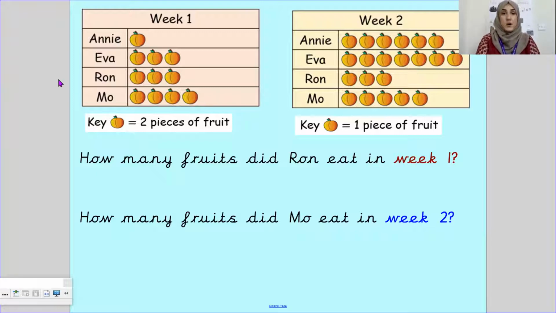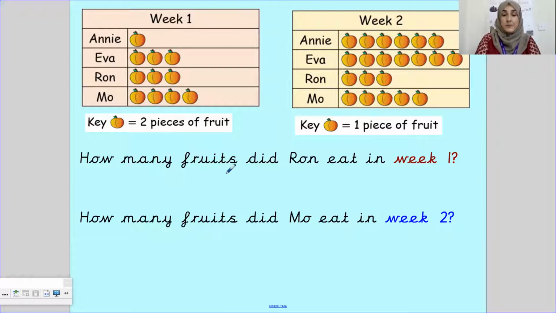Right, so we have week 1, and here are some children who have collected some fruit, and we have week 2, and here are some children that have collected some fruit. The key for week 1 says 1 fruit represents 2 pieces of fruit, and for week 2, 1 fruit represents 1 piece of fruit. Now remember what we talked about in yesterday's lesson. The key is the most important part of a pictogram, okay? You must look at the key.